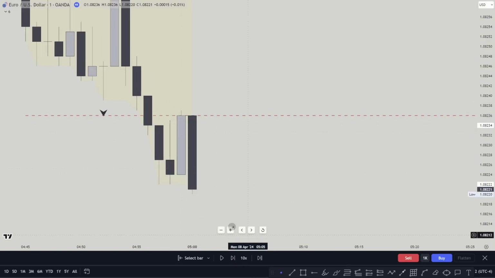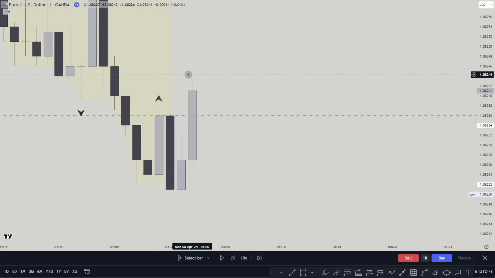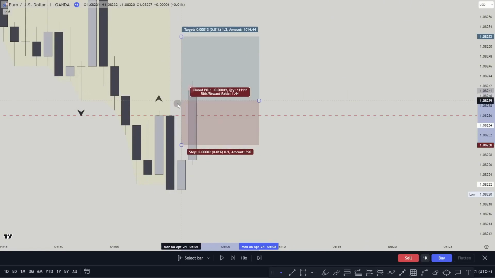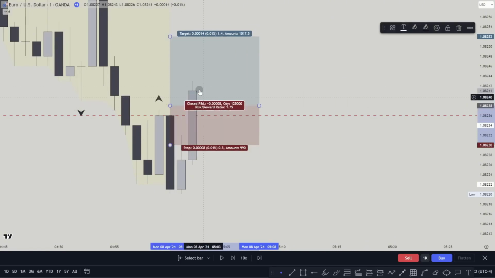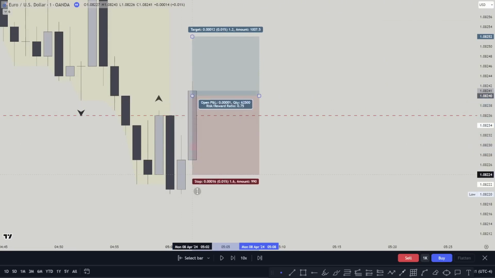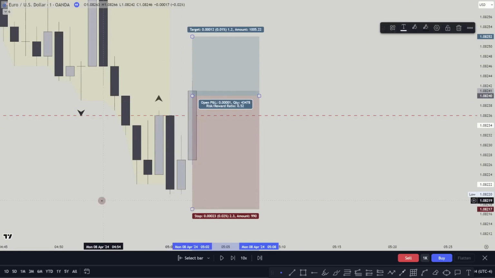Now you see we started going lower, but not much displacement below this point. We started to go up, and there you go. That's a closure above. That's your entry here. You could have also waited for a retracement. If you're not confident about entering here with a market order, you could wait for price to come back to a specific level. But for now, let's focus on just market orders. Stop loss below the low.